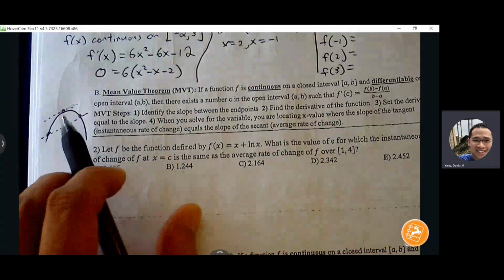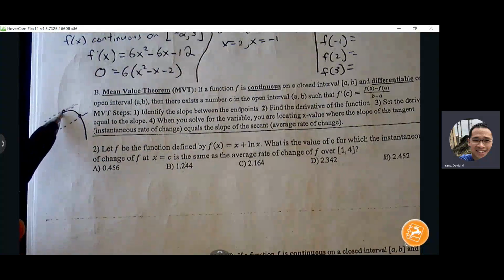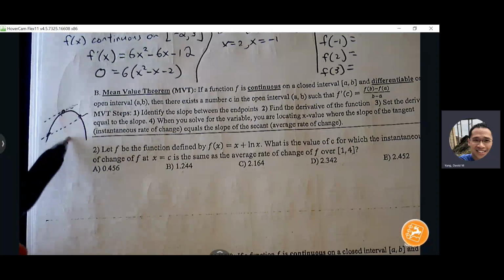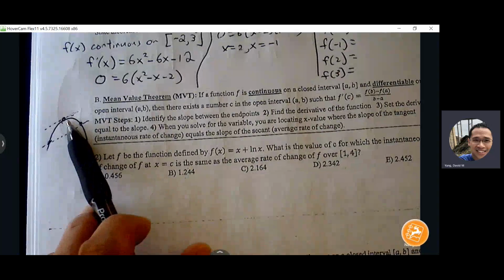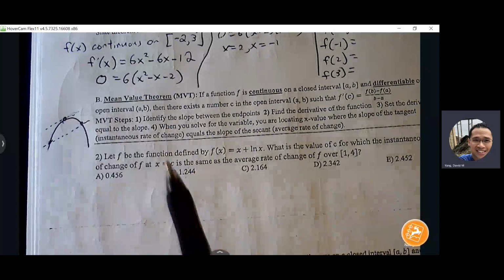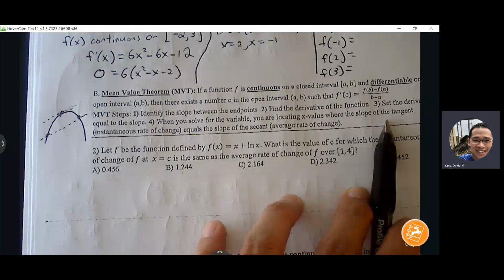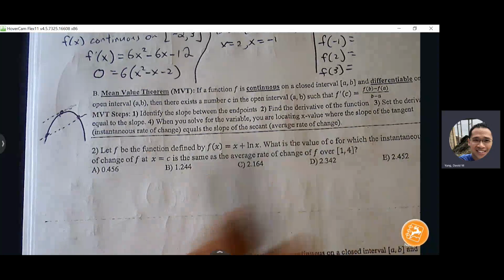And when we do that, our goal with mean value theorem usually is trying to find the location on the curve where this specific slope behavior exists. We know it's going to happen, and we usually have to find the location on that curve. So when you solve for the variable, you're locating the x value where the slope of the tangent is matching the slope of the secant, which is the average rate of change.